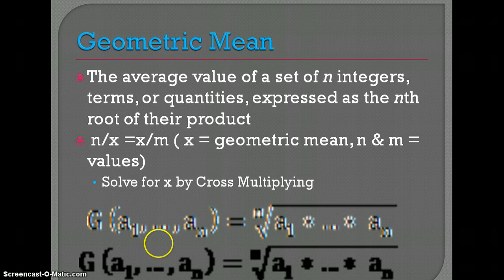The picture here is the formula actually shown. As you can see, there's the g, meaning geometric mean, and the amount of values that are in that particular set, which equals the nth root of a1 times a2 times a3 and so on until you get to an.